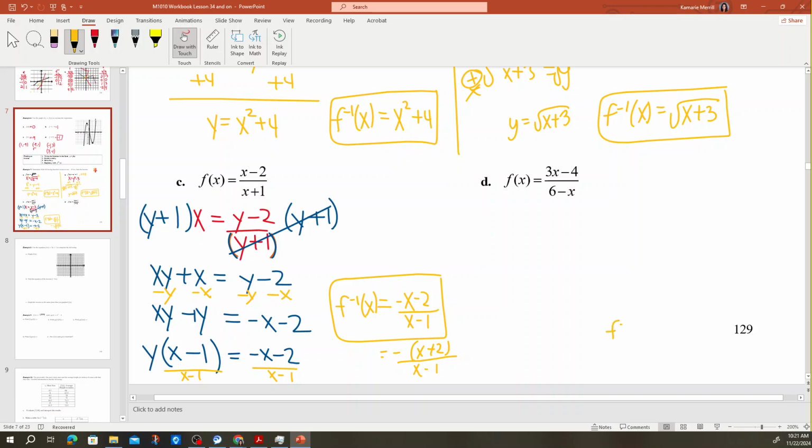If you want to check your work on this f inverse, it's 6x plus 4 over x plus 3. If you want to try again, just remember that you want to get these x's and y's together, so you always minus them to the same side so you can factor out a y. Sound good to everybody?